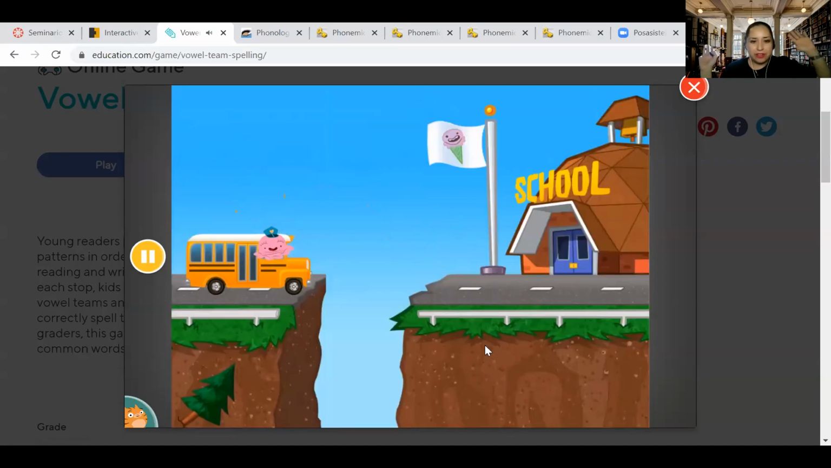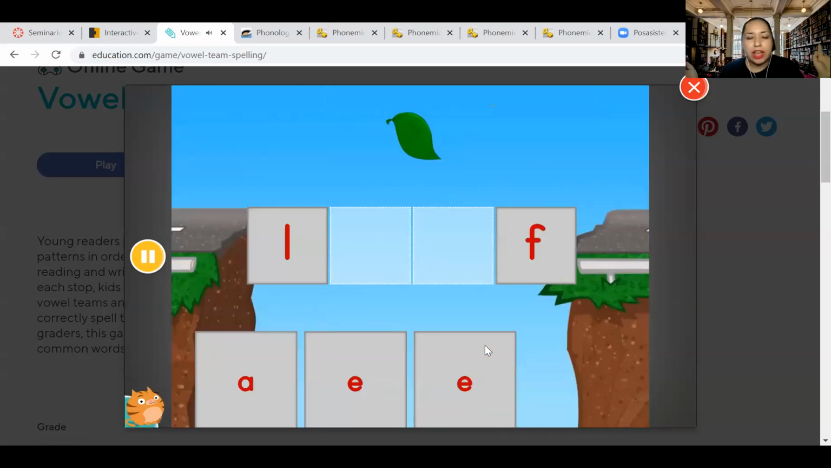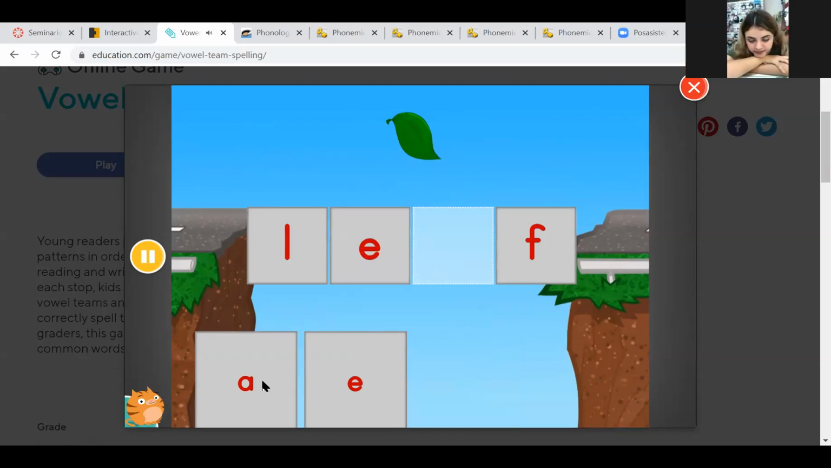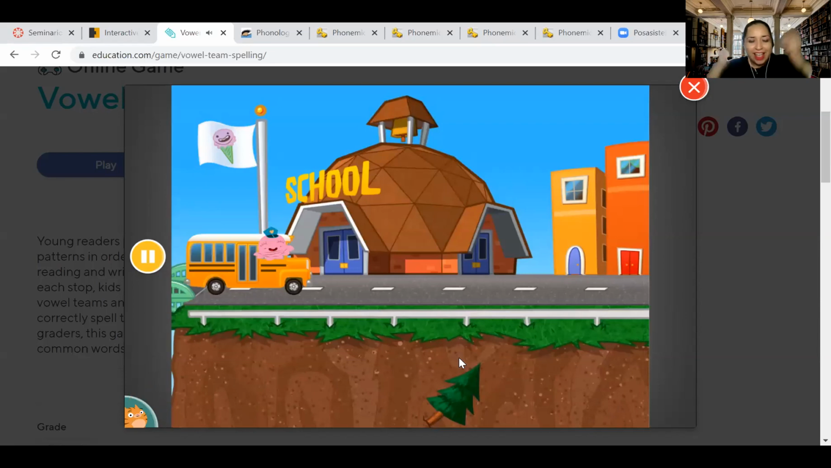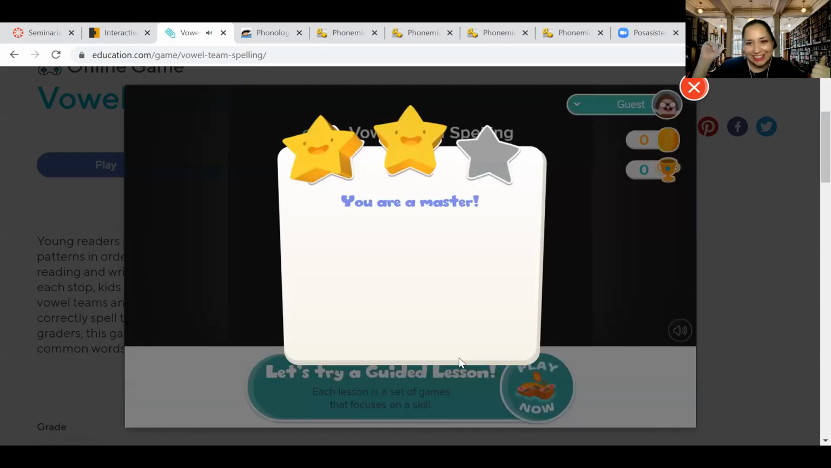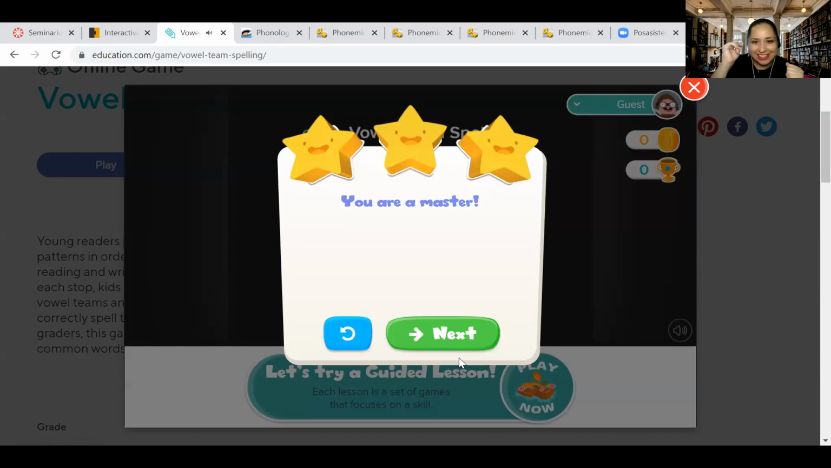Oh, another one. Leaf. What makes the sound leaf? How do we make this? Which vowel should go first? Leaf. E, I. A. Leaf. Oh, there's another bridge. Woo, keeps on going. Yeah, we got to school. We are a master. Great.